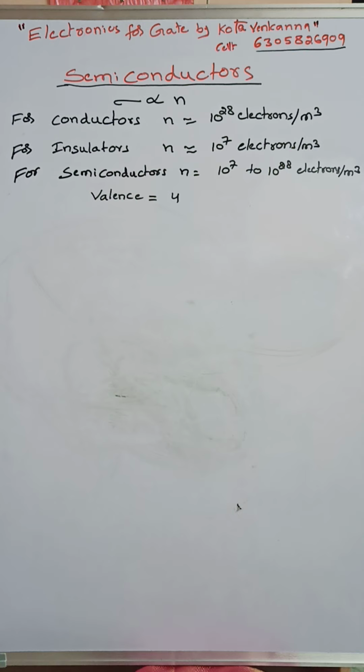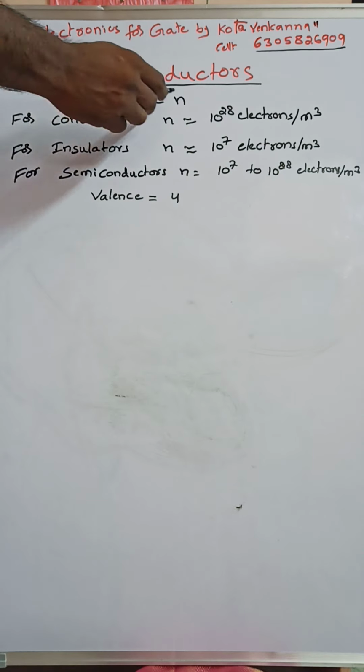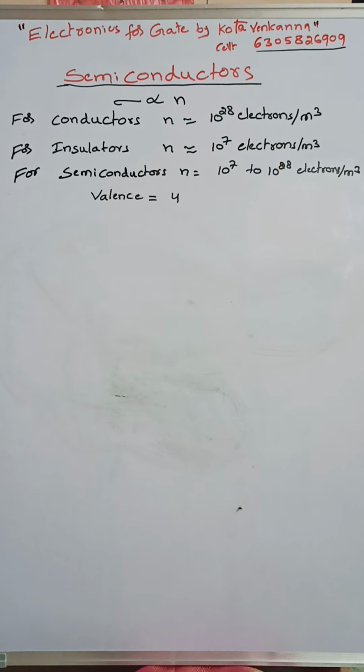In the last class, I discussed types of materials. Now I want to discuss semiconductors. Semiconductors are one of the types of materials which allow partial flow of electrons, and the conductivity is directly proportional to the concentration of free electrons. Conductivity is indicated with sigma, and concentration of free electrons is indicated with small n.